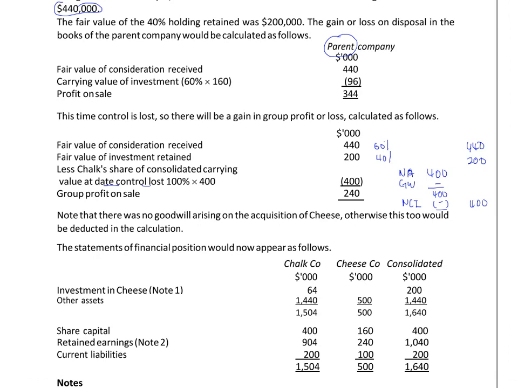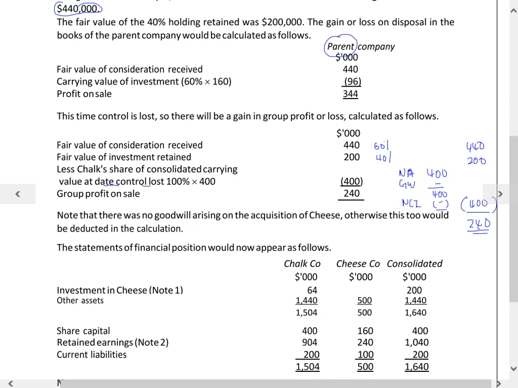This is how the calculation works for this question, because I buy 80%. I want to minus out the percentage that I do not want, because I always know what the percentage is. The overall is the group. Parent's profit, group's profit. Okay?